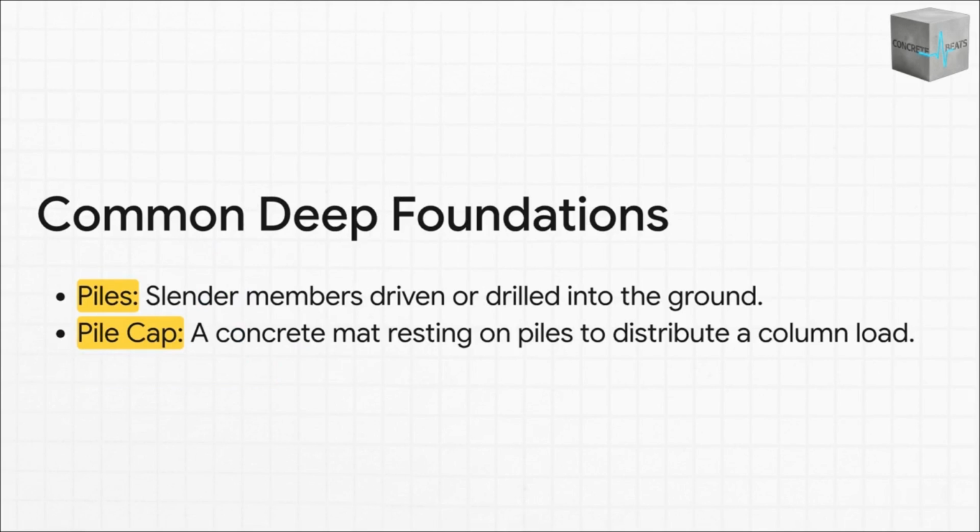Now for deep systems. The real workhorses here are the piles themselves, these long, slender members that get driven or drilled way down into the ground. But a column almost never sits on just one pile. Instead, you'll have a group of them, and they're all connected at the top by a thick concrete slab we call a pile cap. The pile cap's job is absolutely critical. It takes that concentrated load from the column and spreads it out evenly across all the piles in the group.